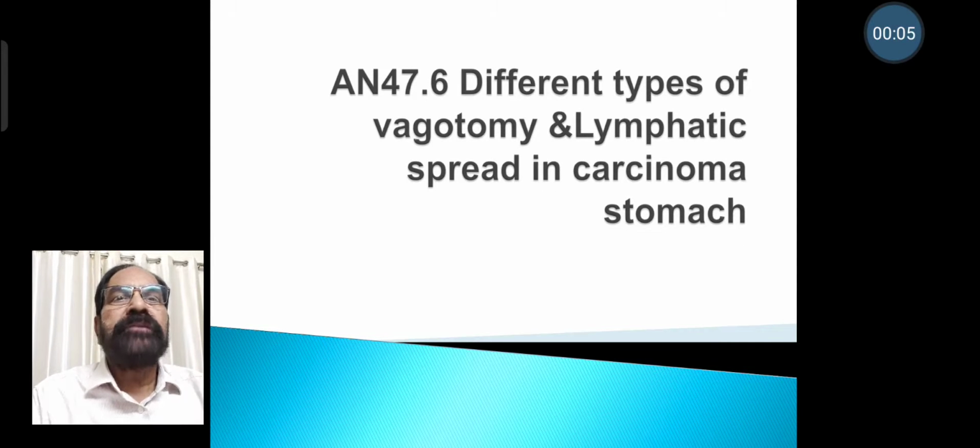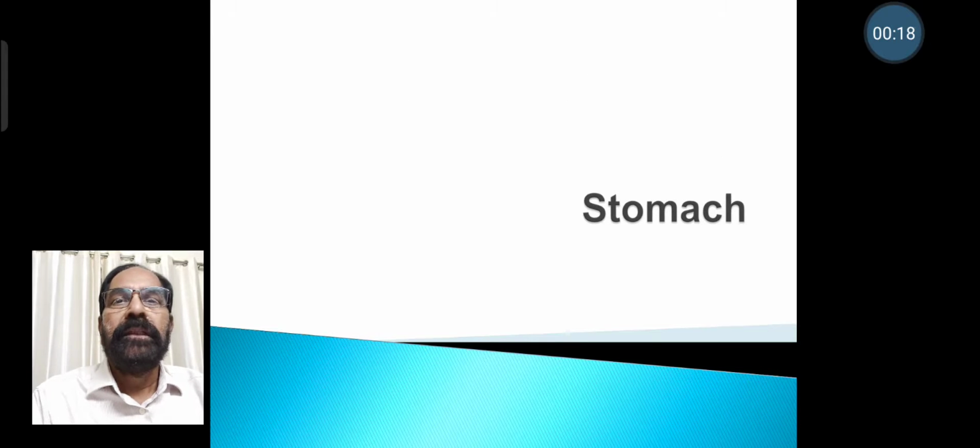So in this, apart from stomach, we study the competency, the different types of vagotomy, then lymphatic spread of carcinoma stomach. So we'll start the competency on the stomach.